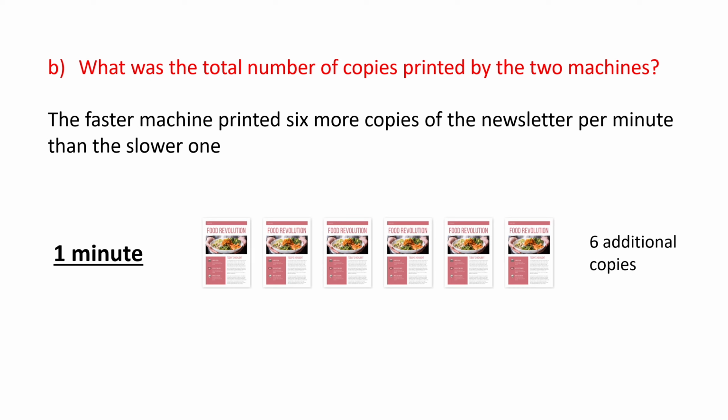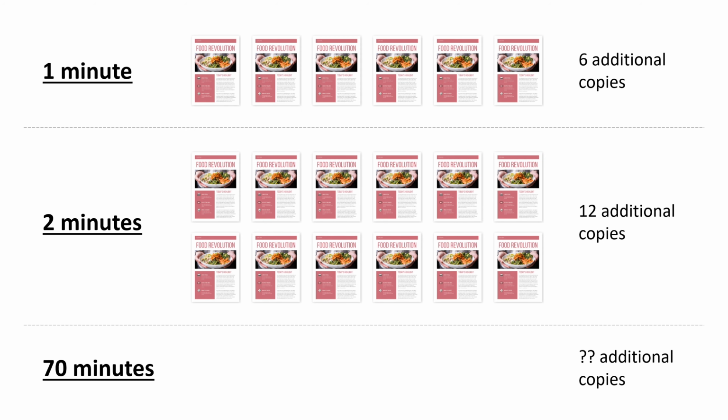Part 2 of the question asks for the total number of copies printed by the two machines. Once again, we note that the faster machine printed 6 more copies of the newsletter per minute than the slower one. So after 1 minute, the faster machine will have printed 6 more copies. After 2 minutes, the faster machine will have printed 12 more copies. So we need to find out how many more copies did the faster machine manage to print after 70 minutes.